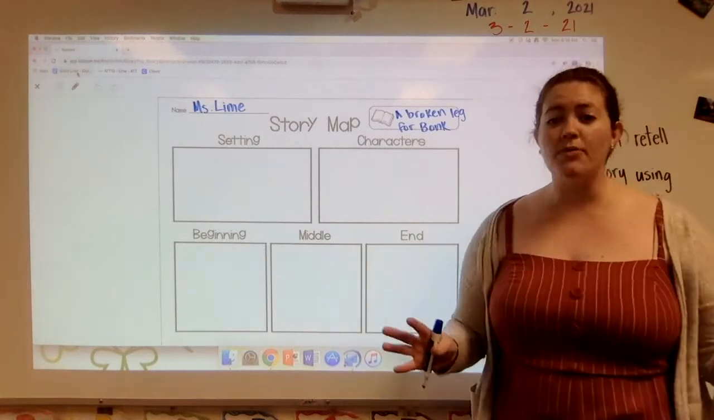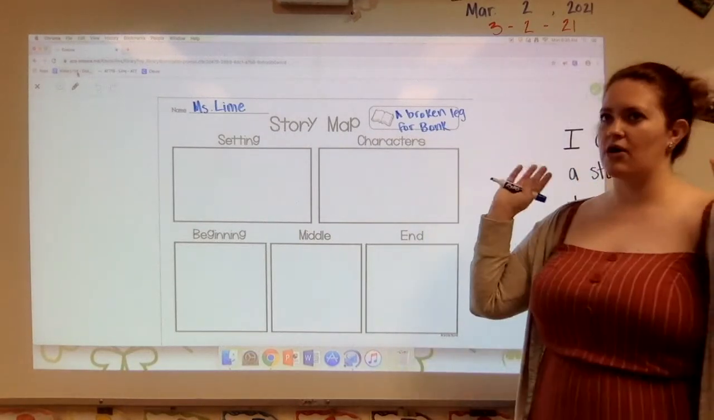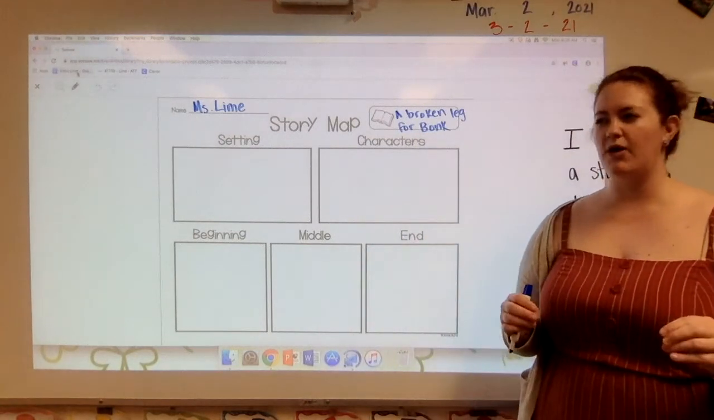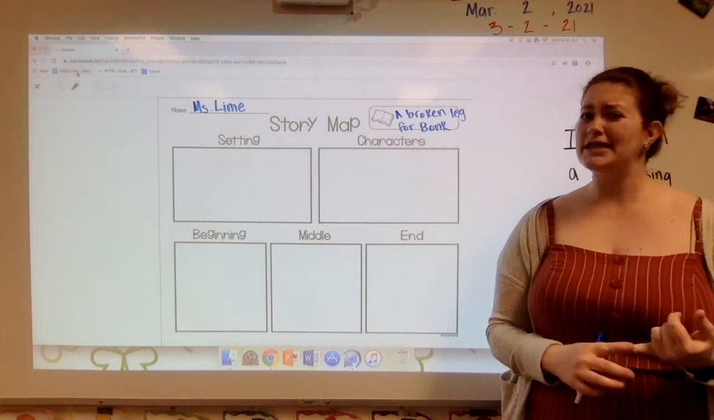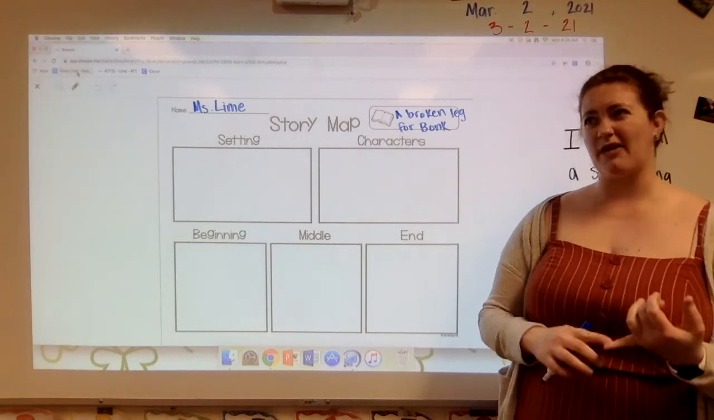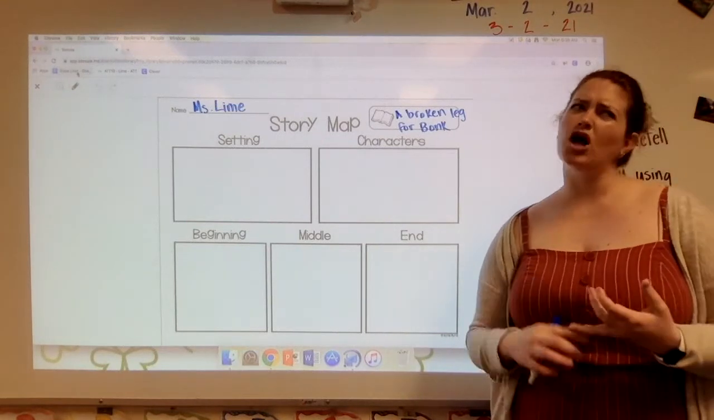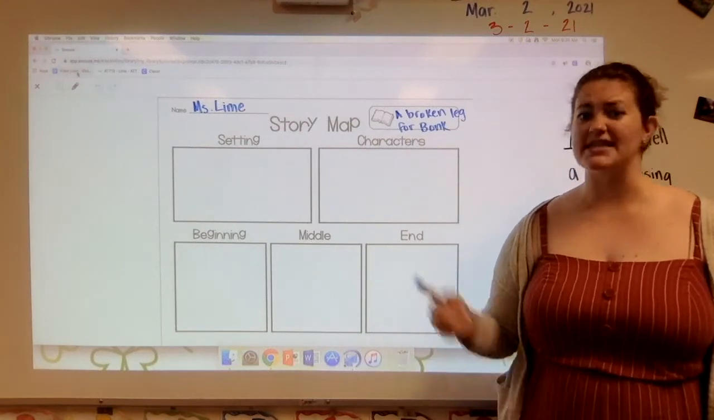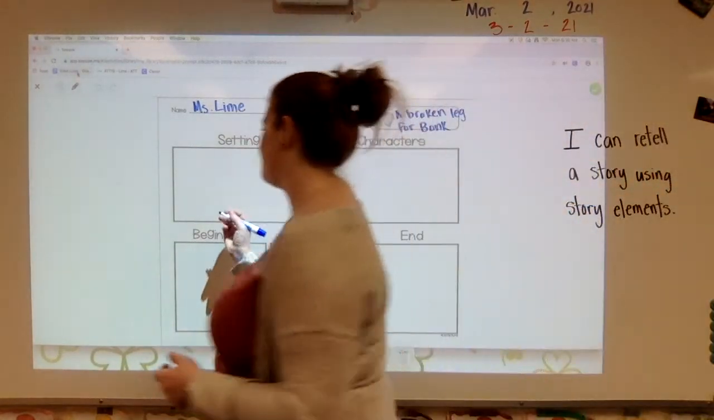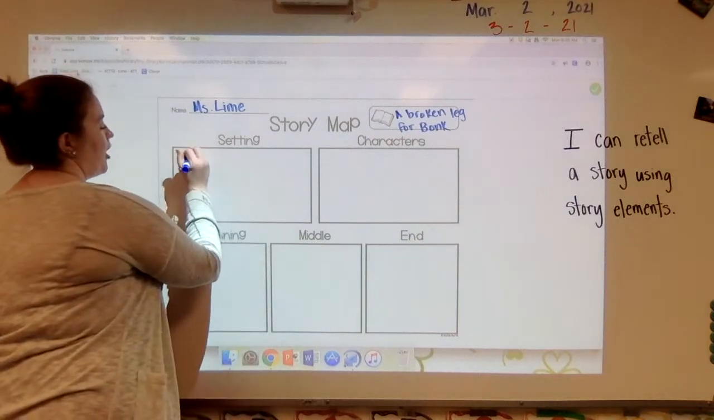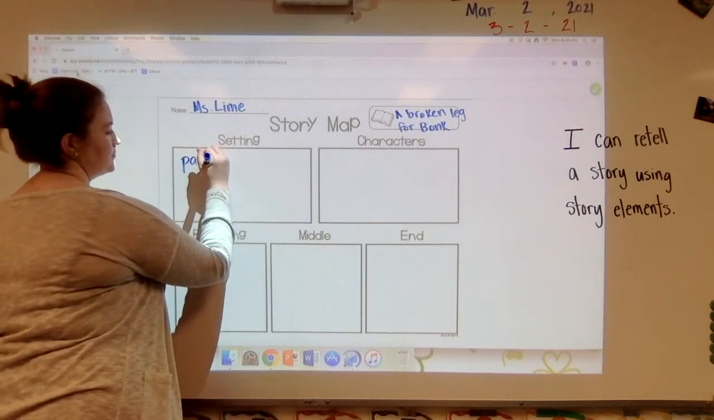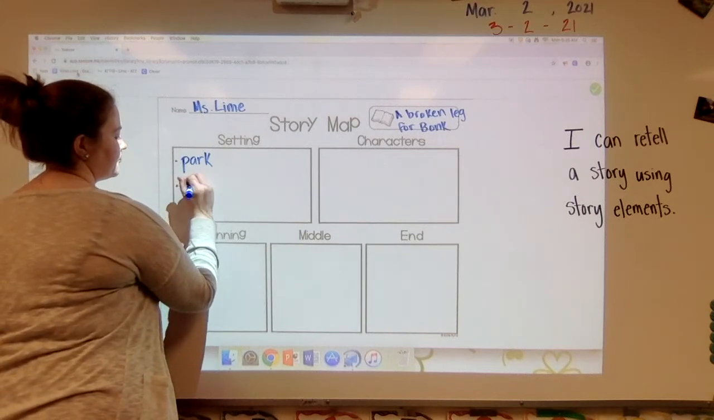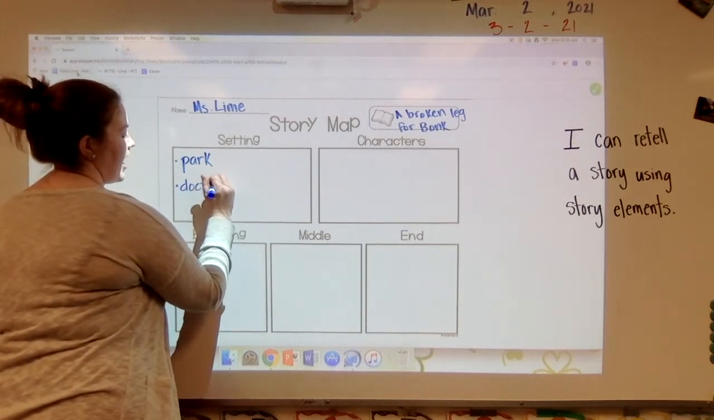Okay, before we get started, I need to think, what was the setting and what were the characters of my story? Well, the setting, it was during the day and they were at the park, but then they were also at the doctor's and they went home. Wow, that's a lot of places. I should probably write that down. So they were at the park, they were at the doctor, and they were at home.